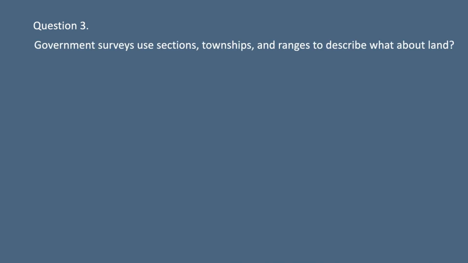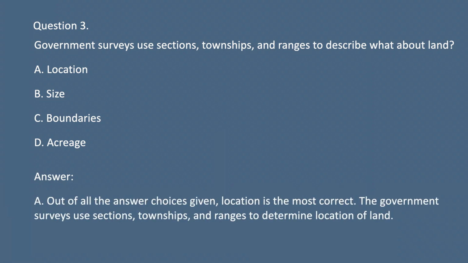Question 3. Government surveys use sections, townships, and ranges to describe what about land? A. Location. B. Size. C. Boundaries. D. Acreage. Answer. A. Out of all the answer choices given, location is the most correct. The government surveys use sections, townships, and ranges to determine location of land.